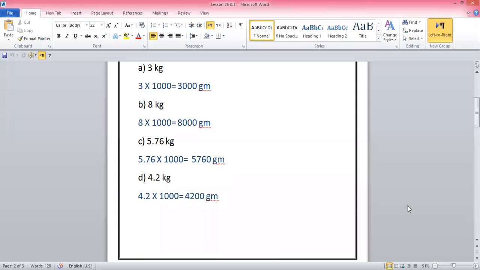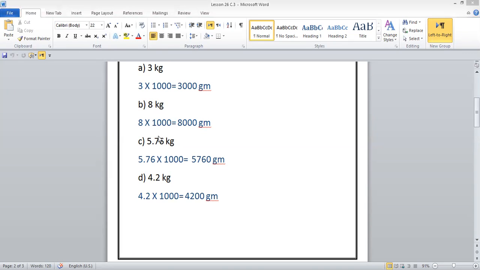But when it comes to the decimal, like when I ask you 5.76 kg is equals to how many gram? So I tell you the easy way, you will multiply 5.76 by 1000. So you will move the point from left side to right side up to 3 times. Why 3 times? Because in 1000 there are 3 zeros, so you will move the point from left side to right side 3 times.